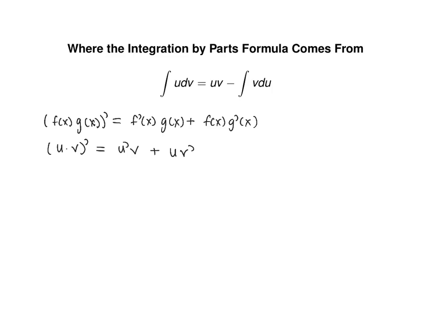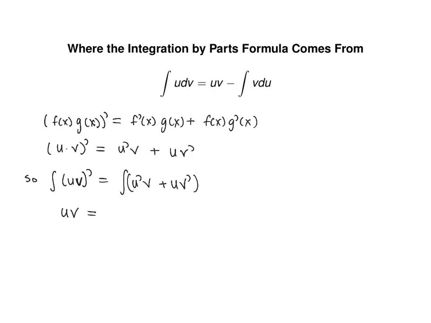Okay, easy enough. So now I'm going to integrate both sides. So the antiderivative of the derivative of u v equals the antiderivative of u prime v plus u v prime. And the antiderivative of the derivative of u v is just u v, because you differentiate and integrate, which takes you back in a circle.